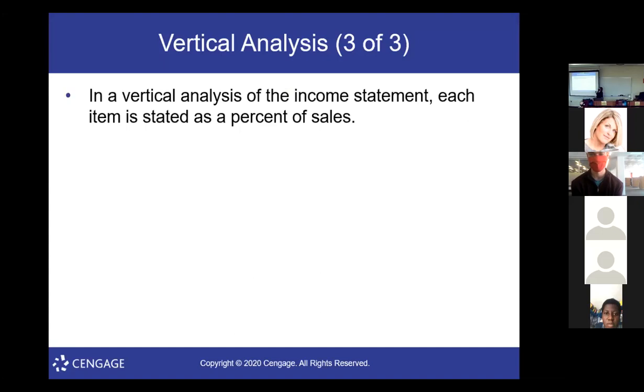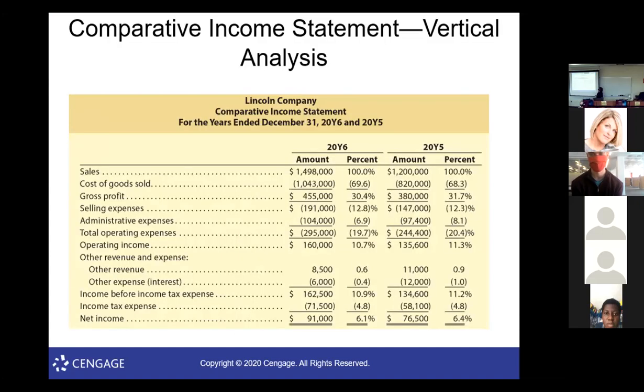Let's take a look at a vertical analysis for an income statement. Again, this is the exact same company, Lincoln Company, comparative income statement, 20Y6 versus 20Y5. And it shows us what are the percentages as a percent of total sales. So every single number on the income statement is going to be presented as a percentage of that very top line. So super important that you remember that when you're doing your homework.